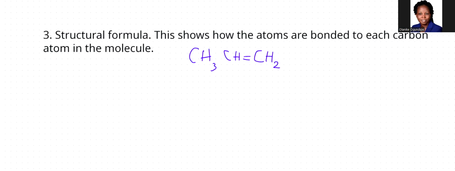As we can see here, this formula shows the way the atoms are bonded to each other in this molecule. This formula can be compressed to give us the molecular formula, which is C3H6. But the molecular formula will not give us much information about the compound because it didn't show us the actual way of arranging the atoms in the molecule.